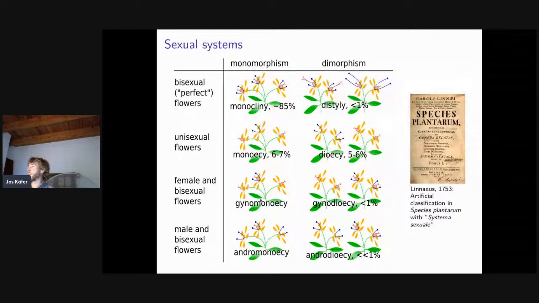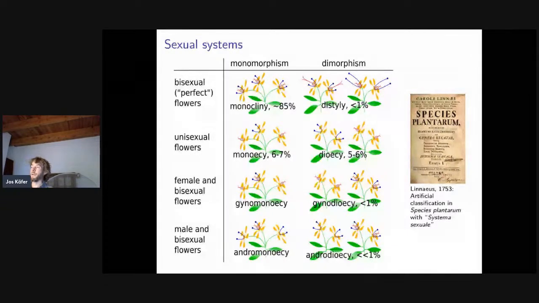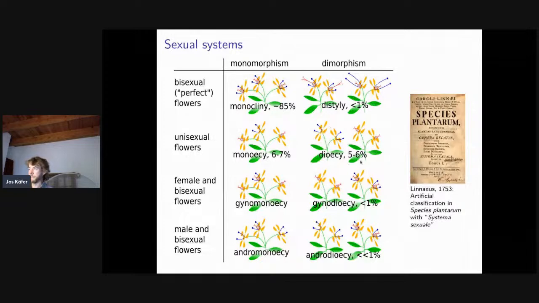So this has been recognized for a long time already, and the first modern classification actually was based on this by Linnaeus. So I'm going to focus on dioecy.